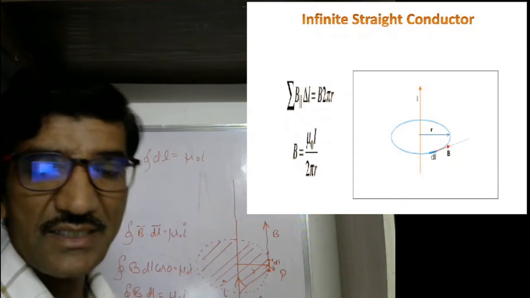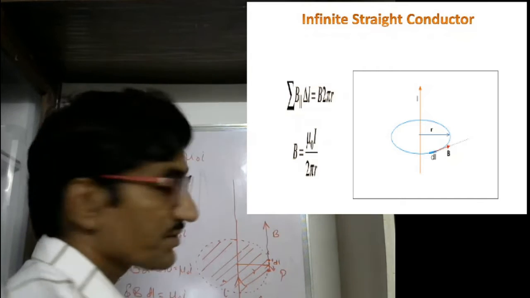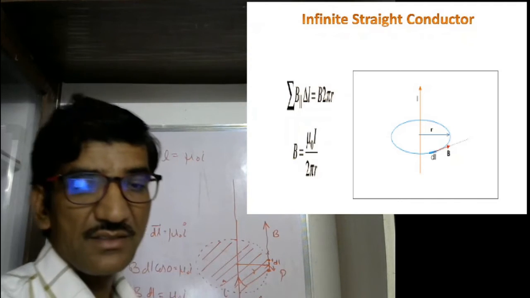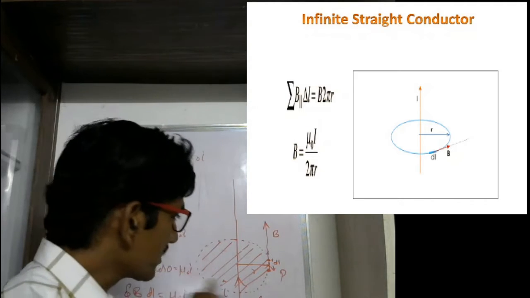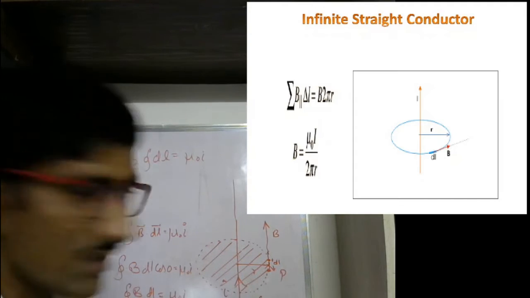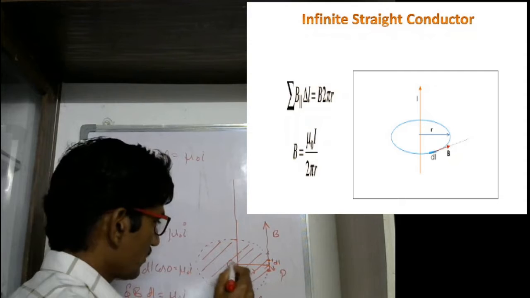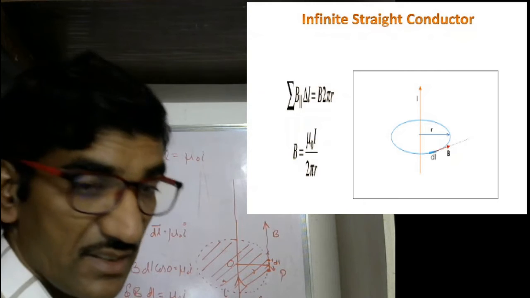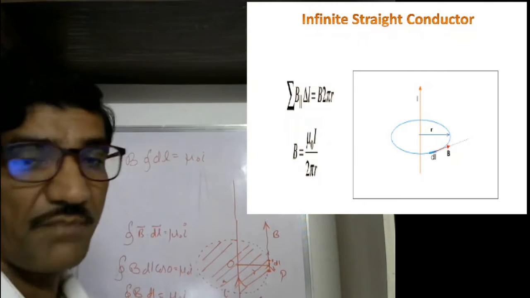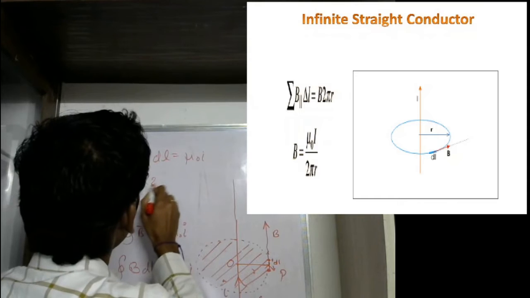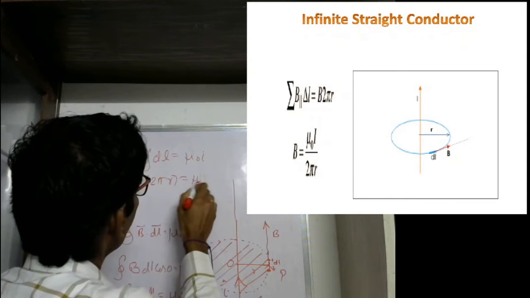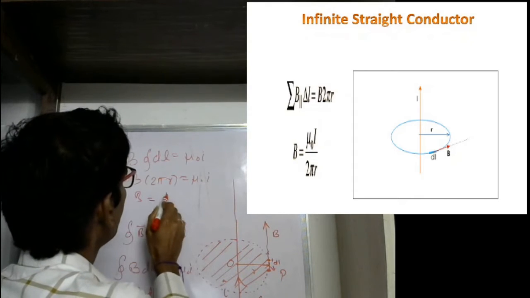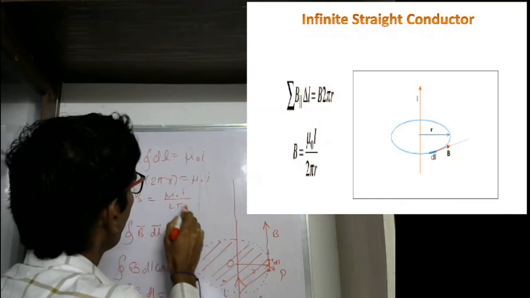What is the integral of dl? This is nothing but the summation of all dl's. That gives you the total length of this dotted line, that is L, which is the perimeter of this circle, 2πr. Your point is located at a distance r from the center, which is the radius of the circle. So the perimeter will be 2πr. So B into 2πr is equal to μ₀I, and B is equal to μ₀I by 2πr.